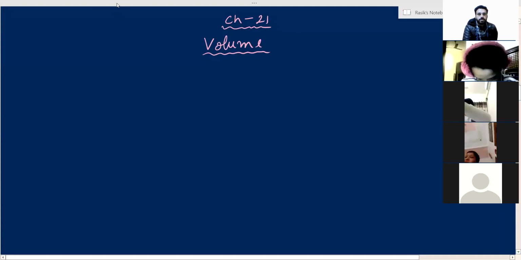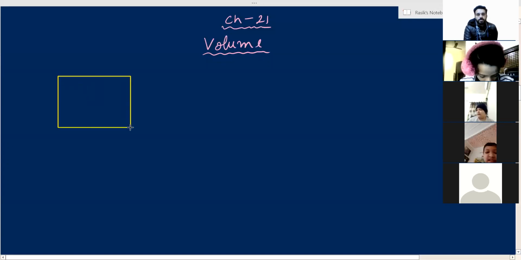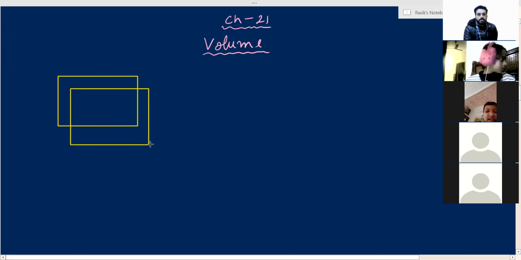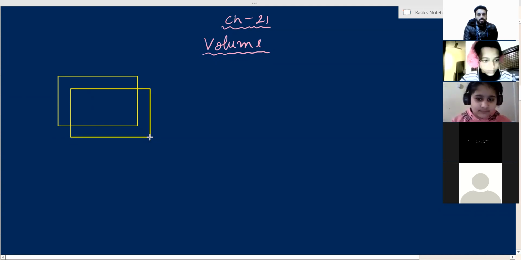Let me show you how we can draw a cuboid on a 2D surface. My board is a 2D surface. One rectangle. Sir, I know how to draw a rectangle, and inside it one more, and some lines. All four side lines. Sir, done.